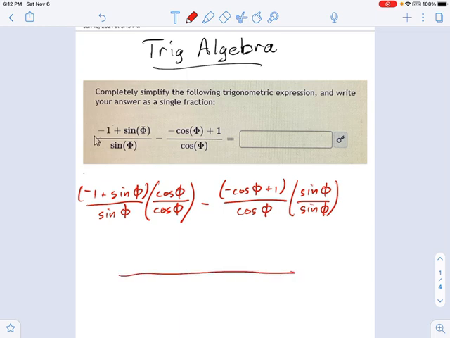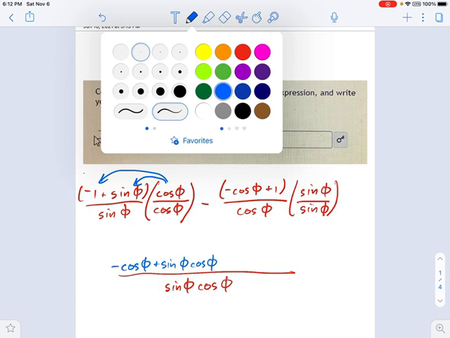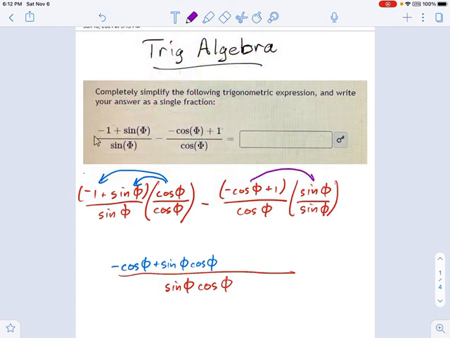And when the denominators are equal, that means we can write it as one big fraction where we just keep track of what's happening on the top. Now, let me switch to a different color here. I'm going to multiply cosine against these two terms. And we get negative cosine phi plus sine phi cos phi. And over here on the right, let's take a look at this and multiply both of those terms against sine. So we get negative sine phi cos phi and plus sine phi.